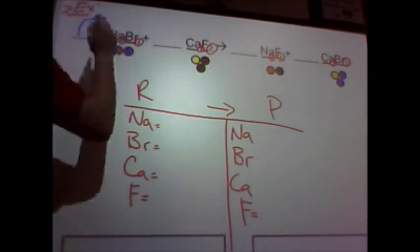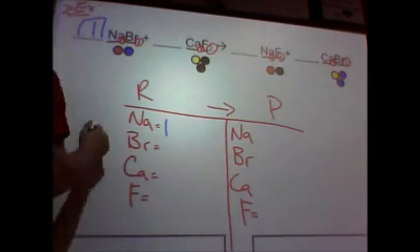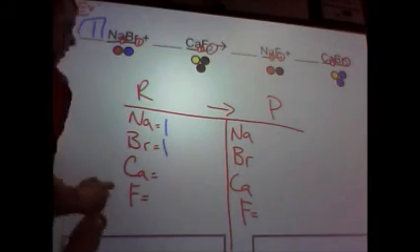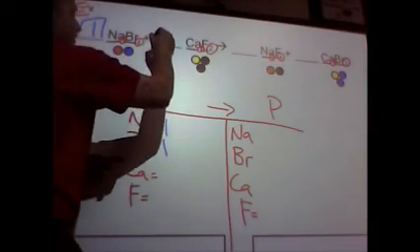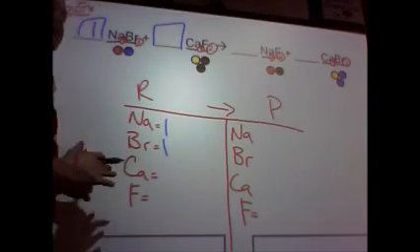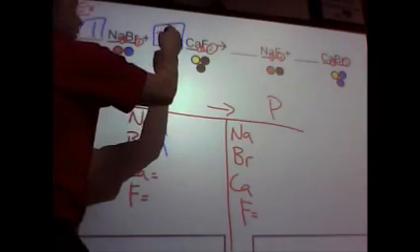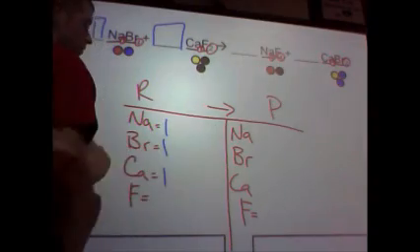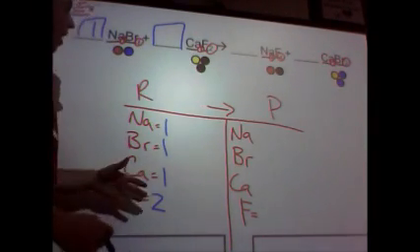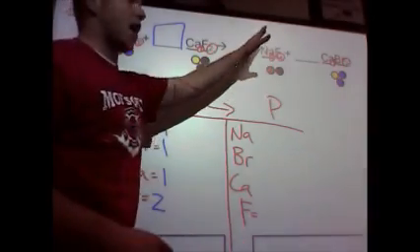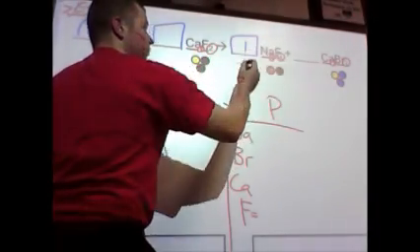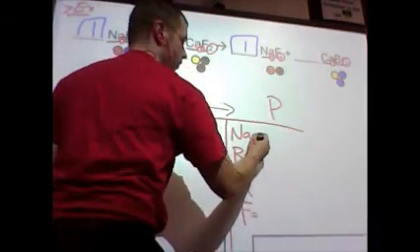What's 1 times Na1? Na1. What's 1 times Br1? 1. Okay. Now let's do Ca. What's the coefficient right here? 1. It's 1 because there is no coefficient there, correct? What is 1 times Ca1? 1 times F2? F2. All right. Now let's see if it's balanced over here. What's the coefficient for this one? 1. What's 1 times Na1?